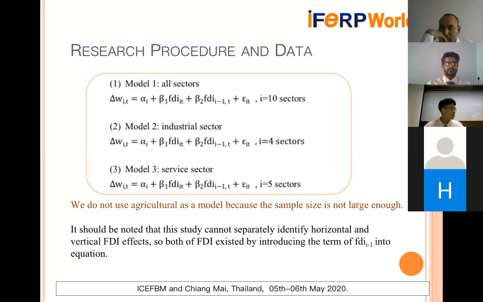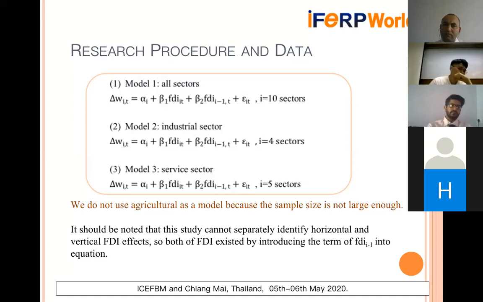It should be noted that this study cannot separately identify horizontal and vertical FDI effects, so both of them are allowed to exist by introducing the term FDI minus 1 into the equation.